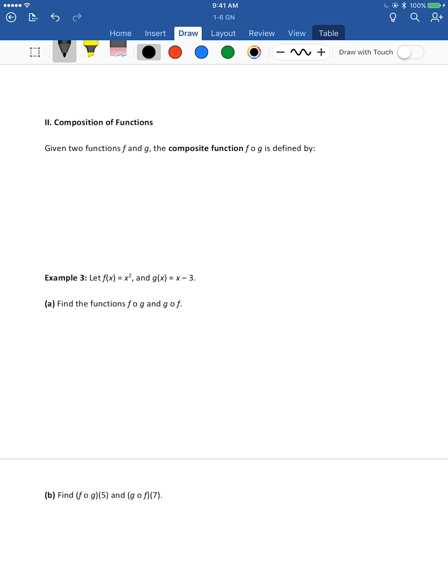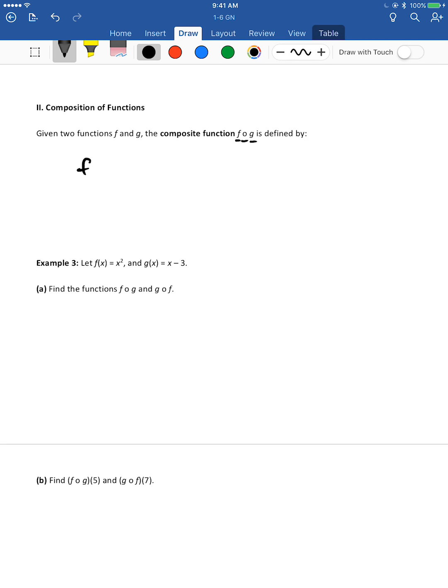Fairly straightforward. We just use our definitions. Now we're going to talk about something that's a little different, and that is composing functions. You may have seen this before, maybe in Algebra 2, but if you haven't, or as a refresher, here's our definition. Given two functions f and g, we have the composite function f of g. F of g, I know it looks like fog, but that's really just a little o in between. F of g is defined by f of g of x.